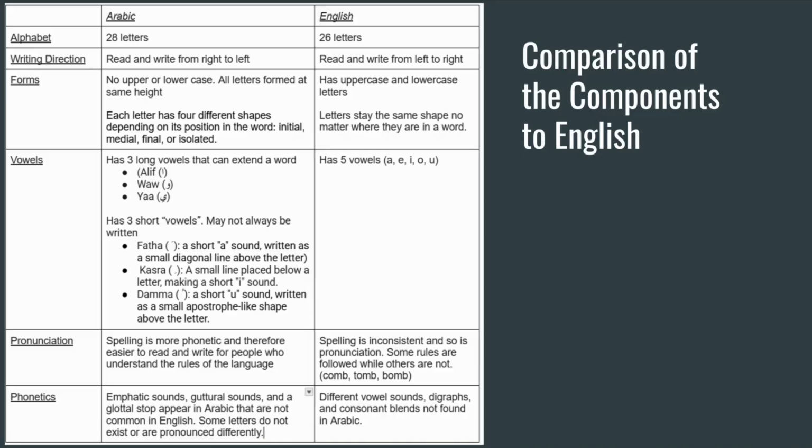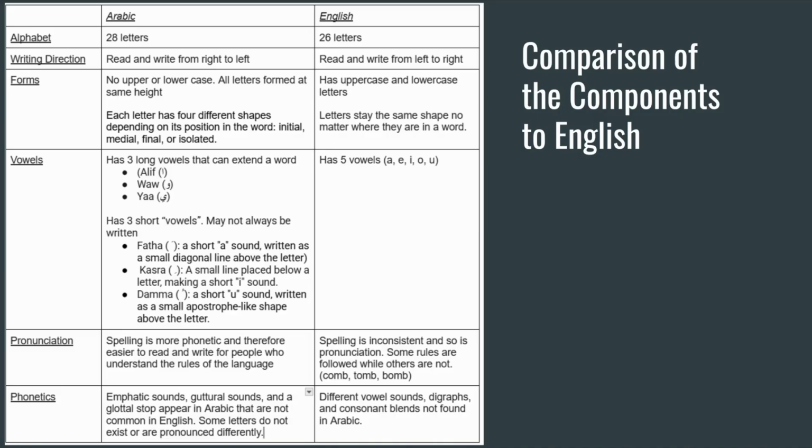The word can change shape based on its initial, medial, final, or isolated position. Also, all letters are formed at the same height because most of the script is in cursive, and the letters and words are all connected. So there's no upper or lowercase, as opposed to English. There are also usually no spaces in Arabic, as opposed to English.